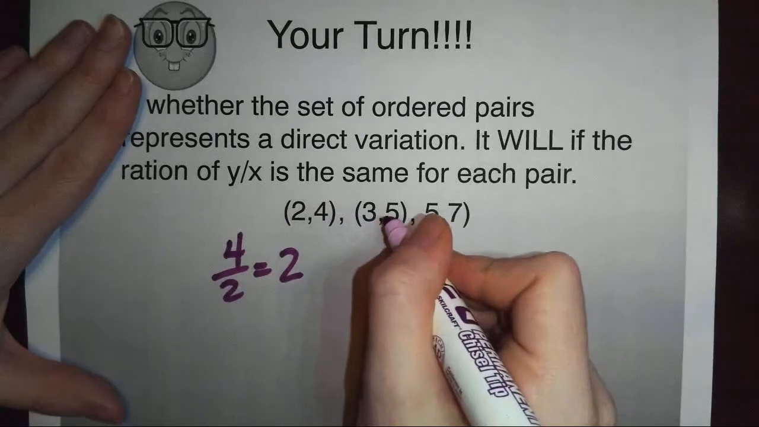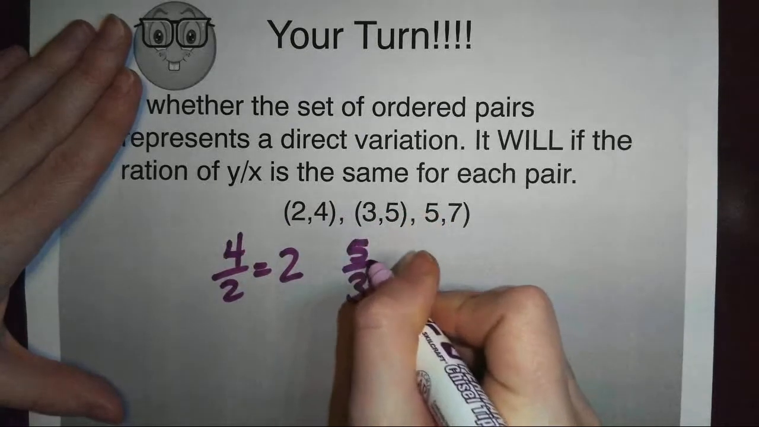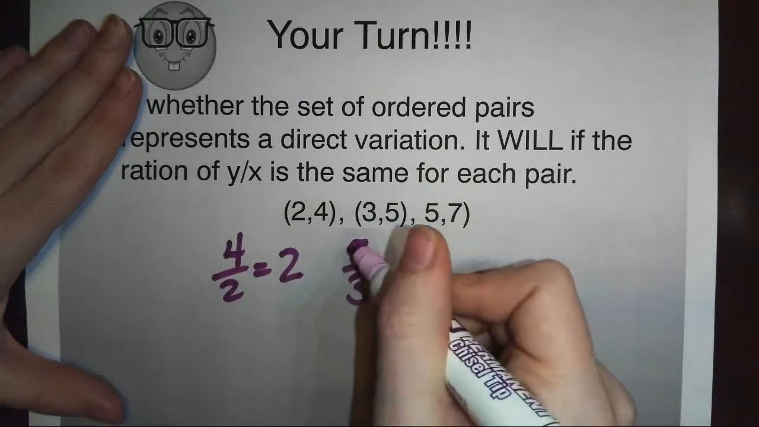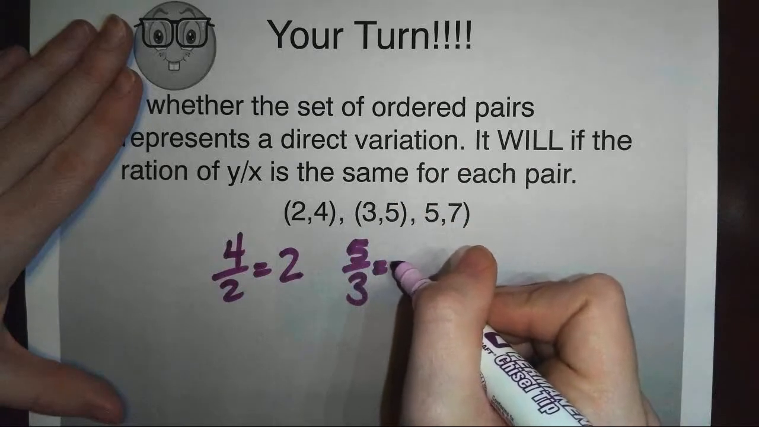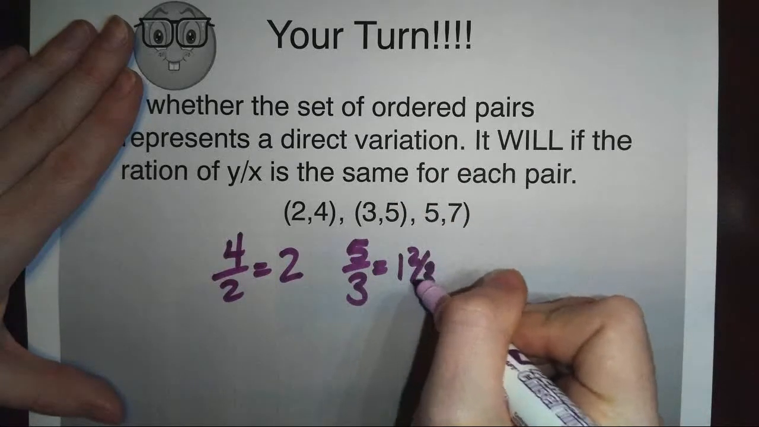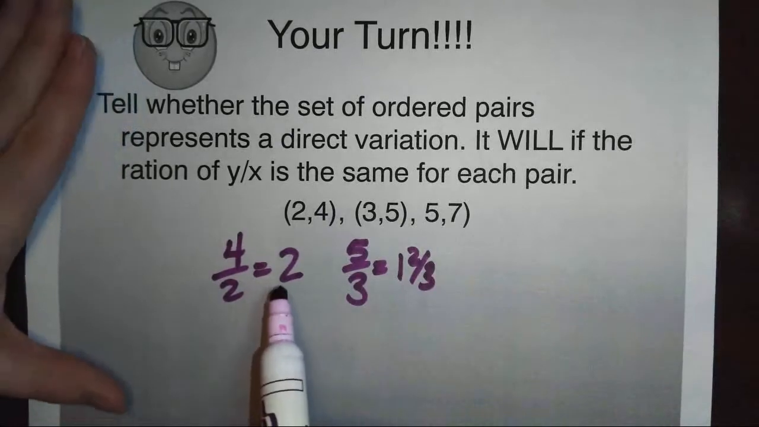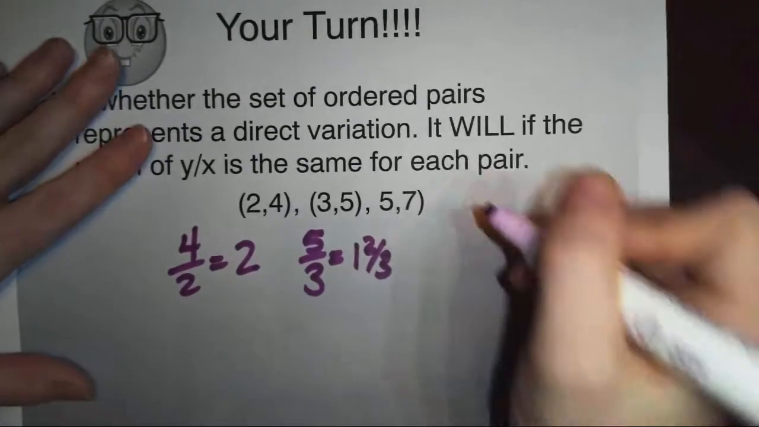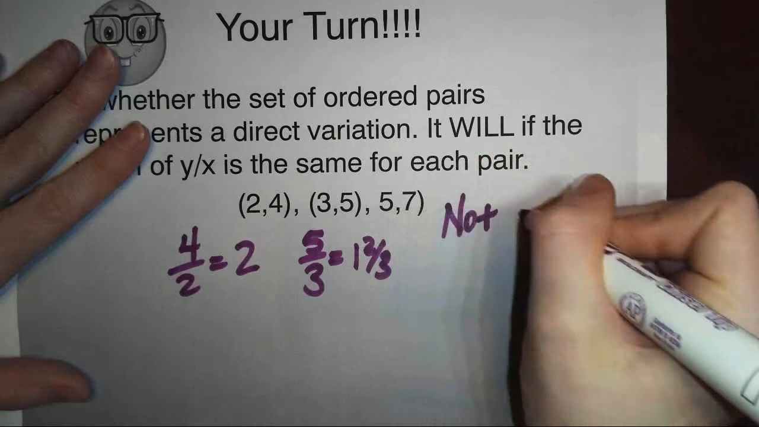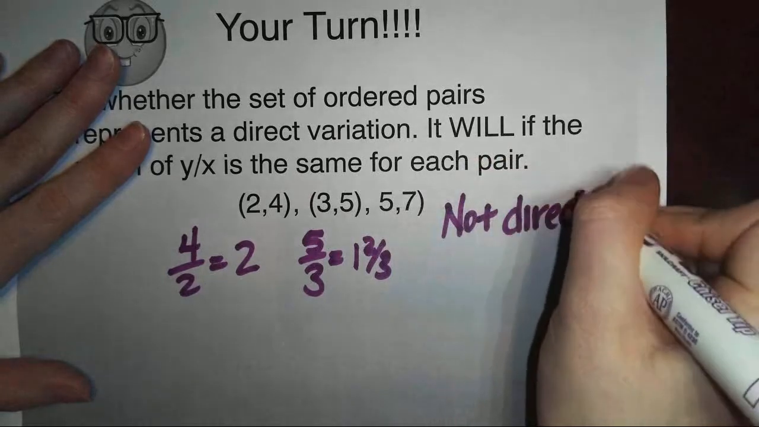For the next ordered pair, I've got 5 divided by 3, and 5 divided by 3 is not 2, it's actually 1 2/3, or 5/3. So since we divided y by x and got 2 different numbers, this is not a direct variation.